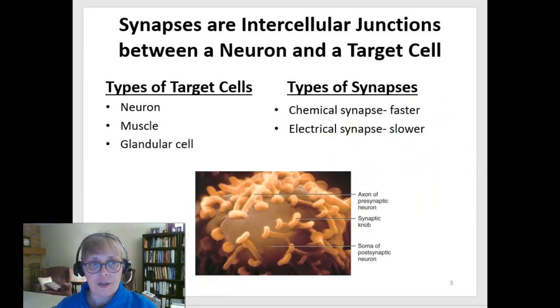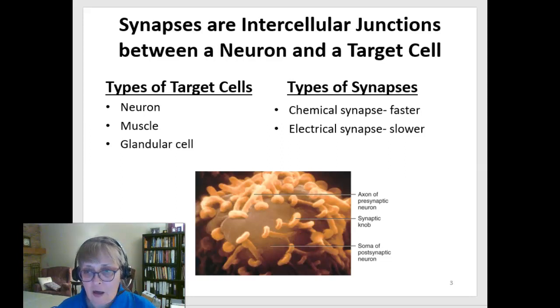So let's first talk about what a synapse is. It's an intercellular junction between a neuron and any target cell. There are various types of target cells. A target cell could be a neuron, a muscle cell, or a glandular cell, a cell in a gland. And a neuron can act on these target cells either through a chemical synapse or an electrical synapse.